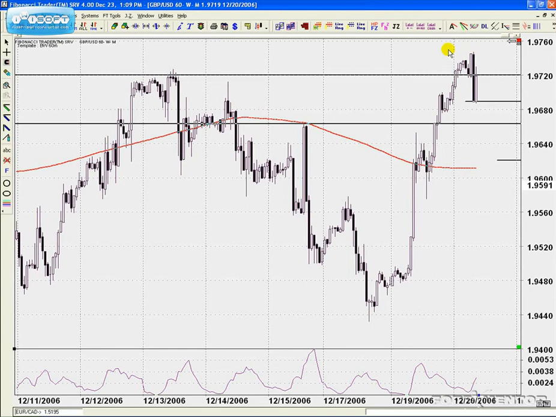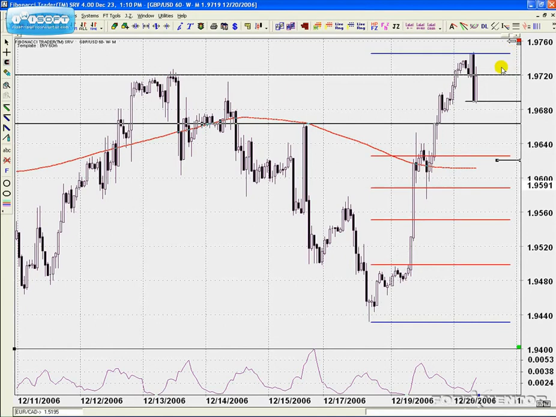Now that we've achieved a high, you want to pull your Fibonacci from this low to this high, because as price retraces, we want to start to look for the potential of the market to bounce at some of these Fibonacci levels. And based on the reaction at these Fibonacci levels, we could scalp off of those levels.